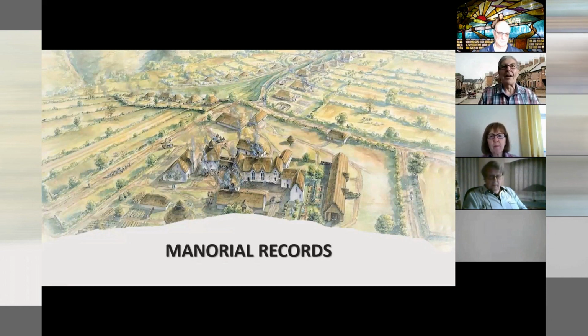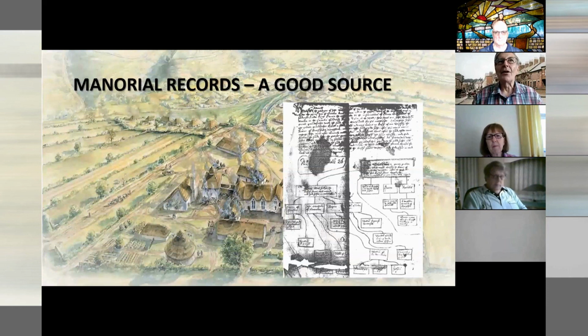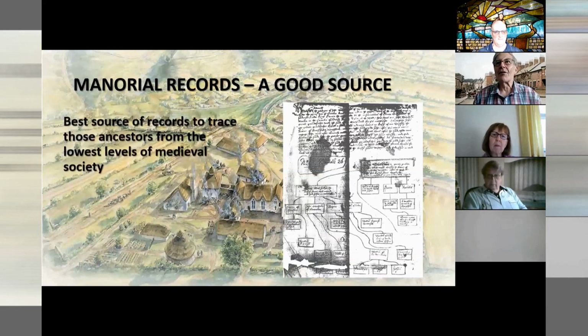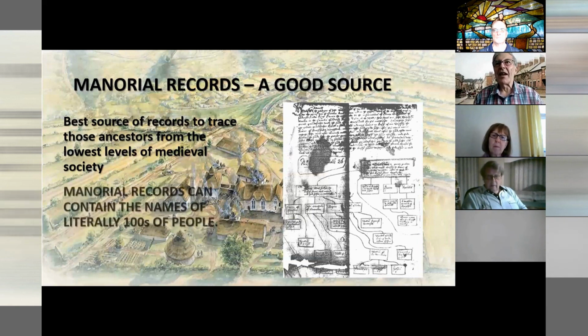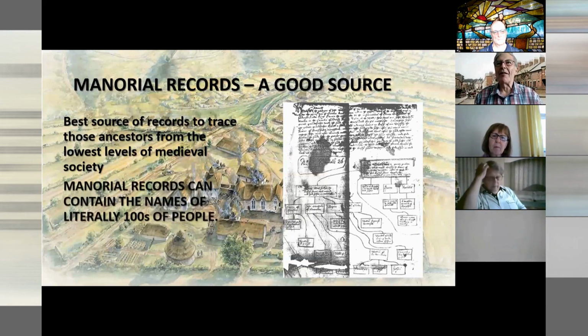But you can start becoming familiar with manorial records as soon as you get back into the early 1800s of research. And they are a good source. They are the best source of records to trace ancestors for the lowest levels of medieval society. So if you've got peasants, serfs, labourers, manorial records are the best place to look because they contain names of literally hundreds of people. They're in effect the local government of the day. Everybody would be involved. Everybody had to attend at court. Everybody was subject to rents of the manor and so on and so forth.